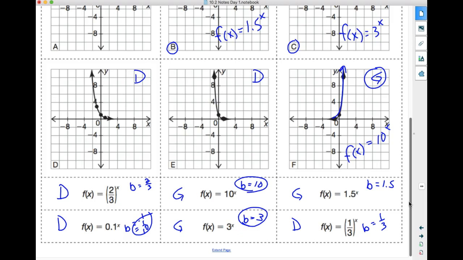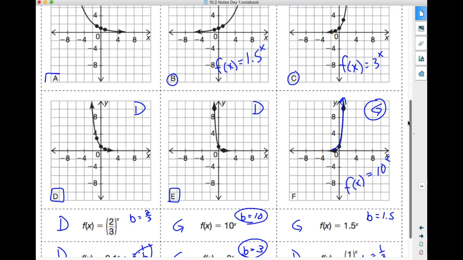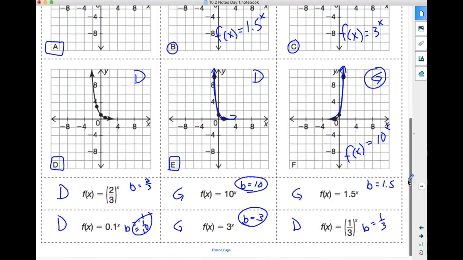So which one of these is decaying the fastest? I've got E, and I've got D, and I've got, is it A? A is my last one? Yes. So you can see E is decaying the fastest. It's the steepest downward going. So therefore this one has to be my f of x equals 0.1 to the power of x.